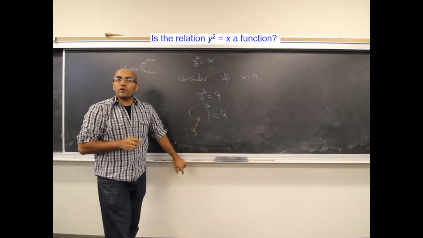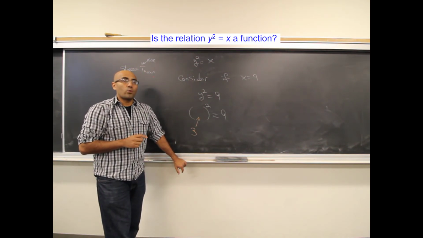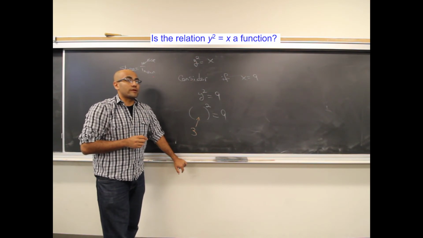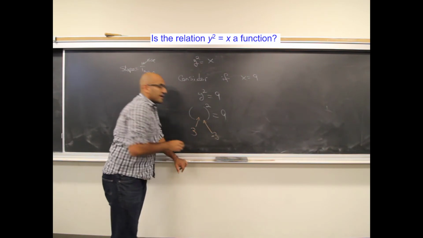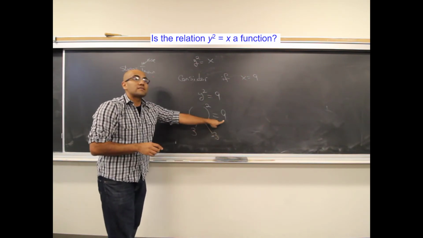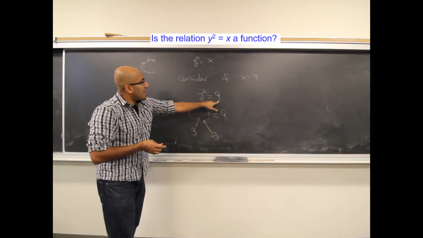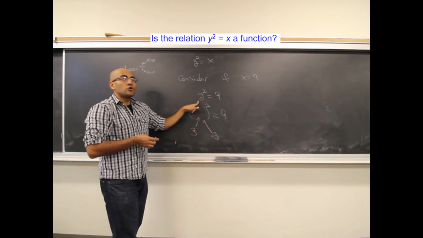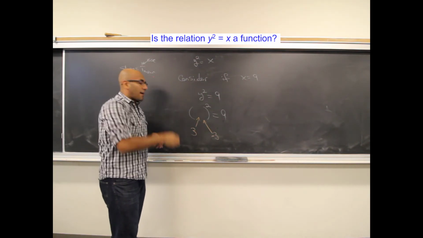Is that the only thing I can put in there and make it a true statement? What about negative 3? Yes. Negative 3 is also an answer. Negative 3 squared is 9. Positive 3 squared is 9. So when x is 9, there are two possible values of y. We do have a case where one is stacked on top of the other.